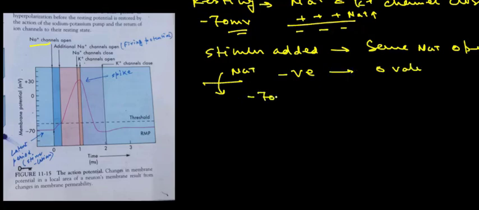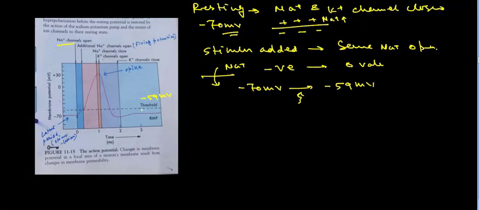So first, the resting membrane potential is minus 70 mV. When any stimulus is added, the Na+ channel will be opened, and this causes the movement of Na+ ions into the neuron. So the membrane potential becomes minus 59 mV, and this minus 59 mV is usually called the threshold potential. So the threshold potential is minus 59 millivolt.